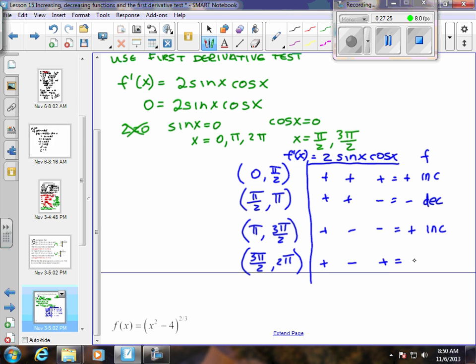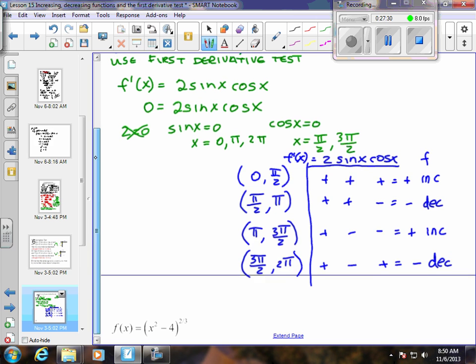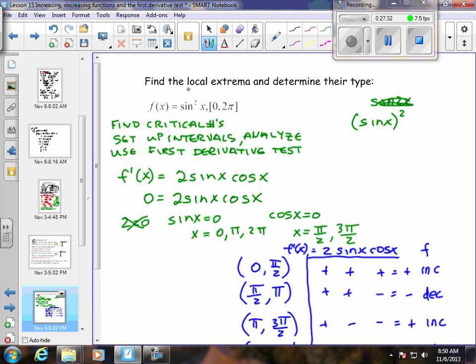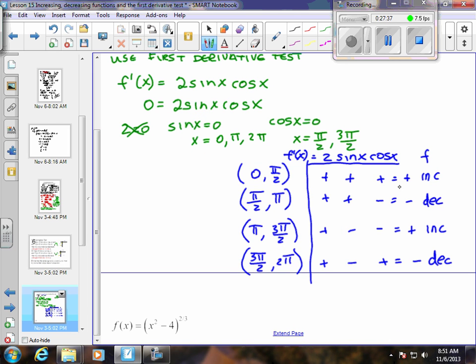Okay, so the derivative is negative, the function decreases. But what I was asked to find is the local extrema and determine their type. I see that the function goes from increasing to decreasing at pi over 2. So f of pi over 2 is a relative max, or you can say local max. It means the same thing.